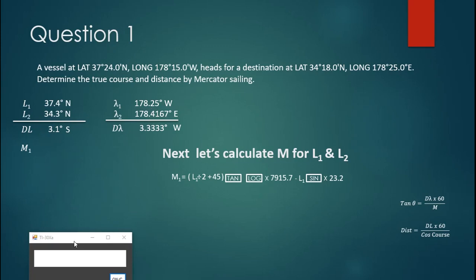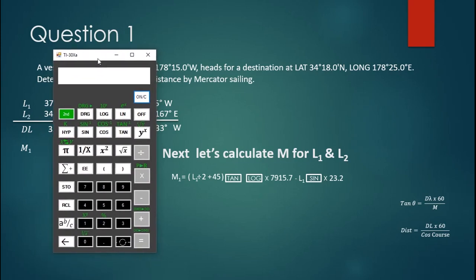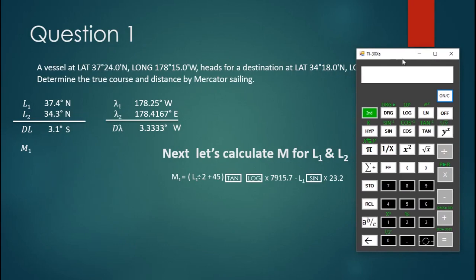So we'll walk through calculating M1 one more time. And we're calculating M1, so we're going to use L1. We'll start our parentheses. L1 is 37.4.